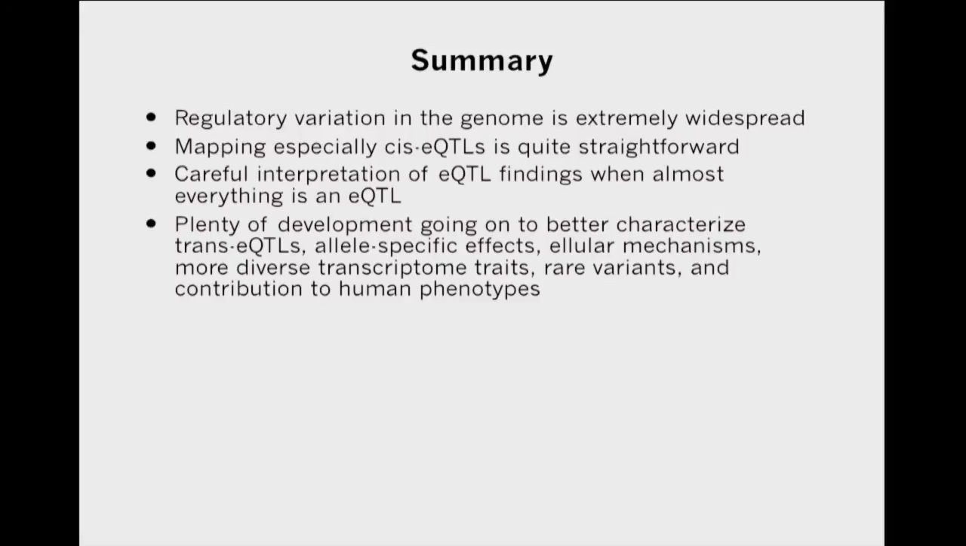And then there is a lot of development ongoing in the field to not just collect more samples and get more interesting biological sample collections, but also to develop statistical methods to better characterize and find trans eQTLs, allele-specific effects, cellular mechanisms, and look into not just protein coding genes, but more diverse cellular phenotypes that we can get from these data. And then also to understand the downstream things about how these things actually affect human phenotypes. There's a lot of data about overlap of eQTL signals and GWAS signals and how these things can explain some of those signals and help to bridge the gap from genotype to high-level phenotype. But, well, I'll talk a little bit about that.